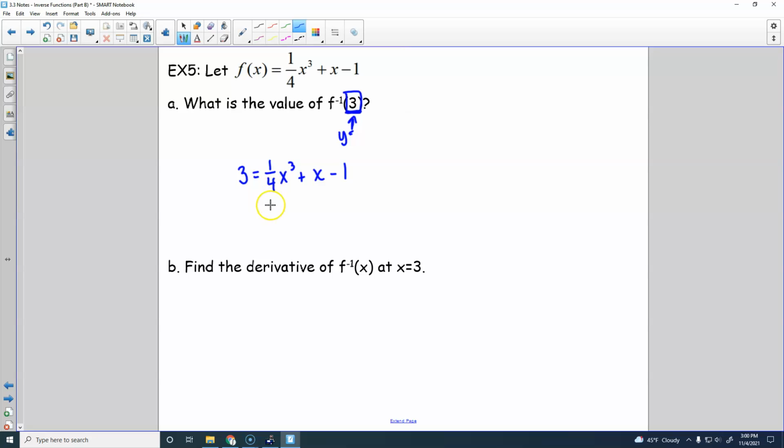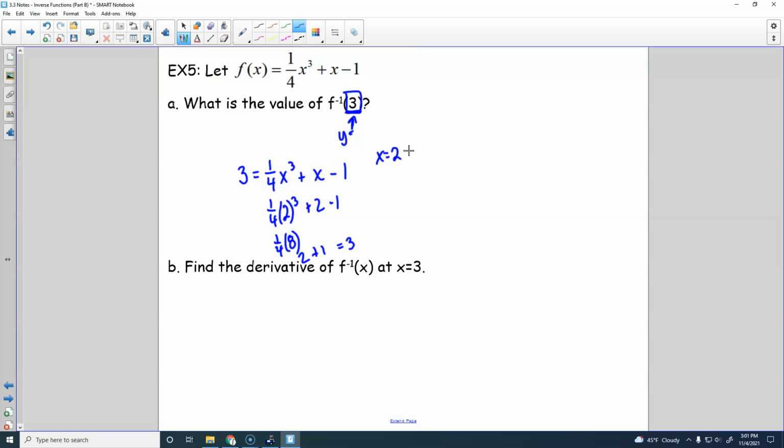Let's try 1/4 times 2 to the 3rd, which would be 1/4 times 8, which is 2, plus 2 minus 1, so plus 1. Yeah, this is going to work. So x equals 2.